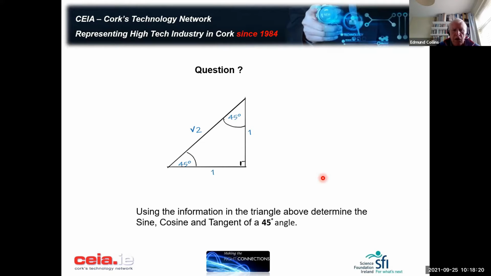So using the information in the triangle above, determine the sine, cosine, and tangent of the 45-degree angle here. Now, obviously, they're both 45 because, as you know, the total of the 3 angles in the right-angled triangle, this being 90, is 180. If one of these is 45, the other is 45. So this is good information to have, because you may want to know both, but certainly for 2 45s here and 90. So I'll just give you a minute there to work out the sine, cosine, and tangent of a 45-degree angle.